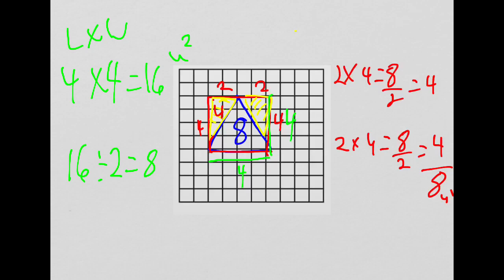So, in fact, we've just proven that no matter which triangle you draw, it will always be half of the rectangle. So the formula base times height divided by 2 works for all triangles.